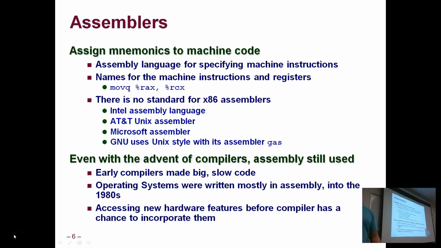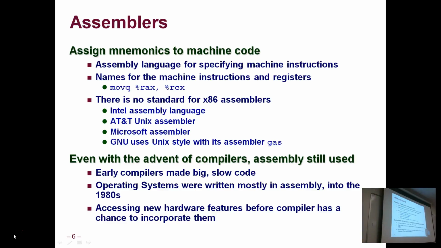So the first thing that we did was generate these assemblers. These are programs that would assign mnemonics to machine code, and given a mnemonic like this, it would generate the object code that would then be executed on the processor. So it's basically a translation system that translates English text into the object code that implements it. For example, this is a move instruction, move from the RAX register to the RCX register, and the assembler would take this and generate the object code for that instruction.